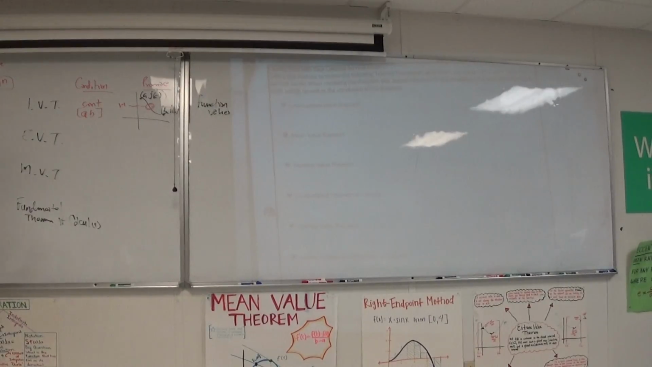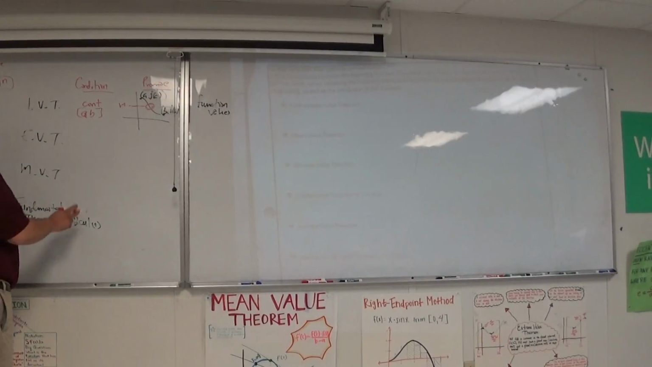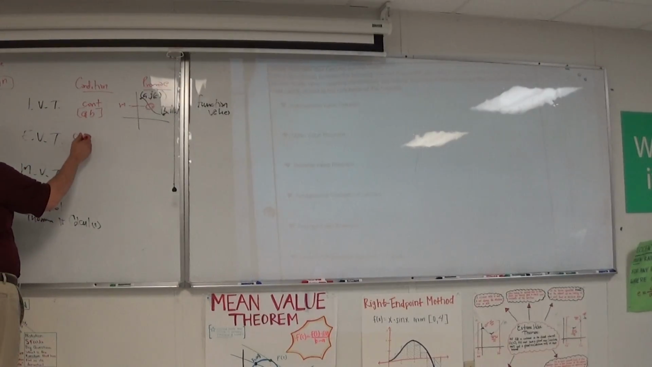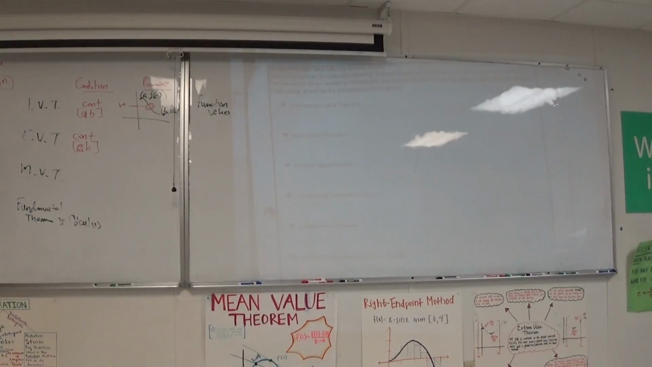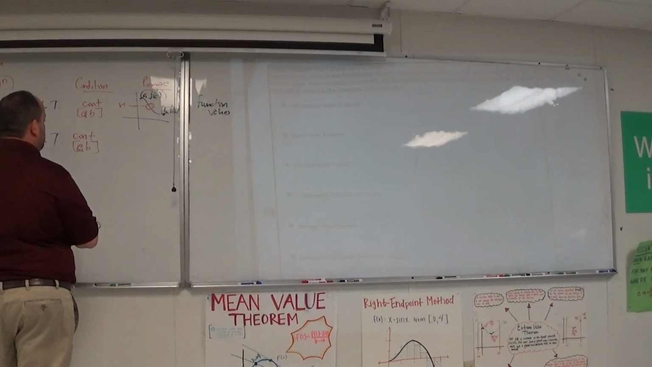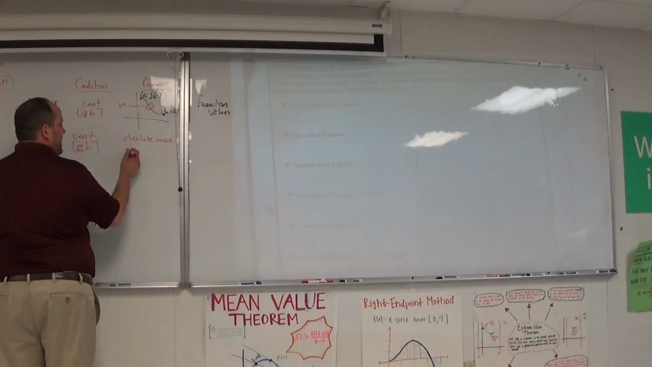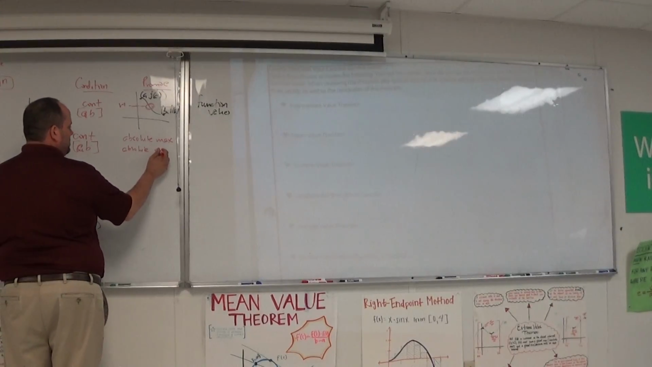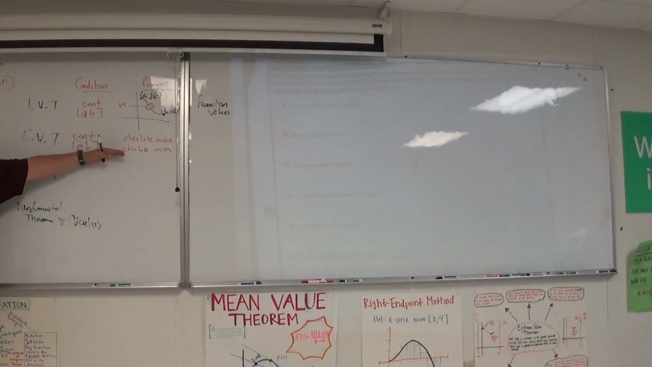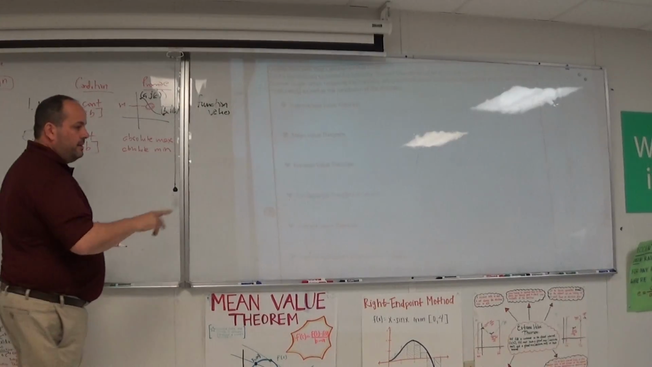The EVT, the extreme value theorem, the conditions are the same. The conditions that I need for the EVT: continuous on a closed interval, A comma B. What do you promise? Absolute max and absolute min. Okay, so an absolute max and an absolute min. That's it. Now, where do the absolute max and the absolute min occur? They either occur at your endpoints or they occur somewhere in between.